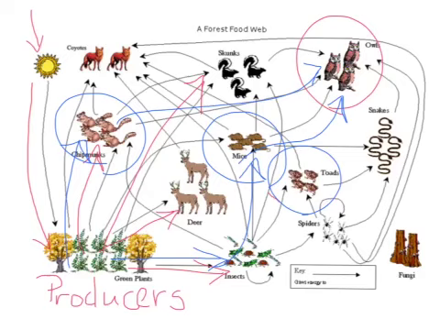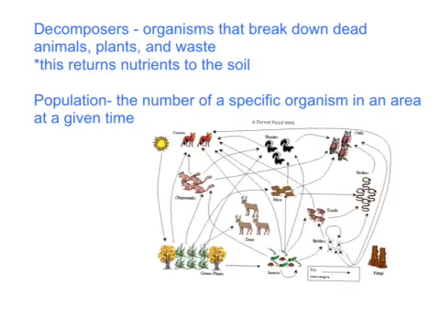Notice we have fungus over here, fungi. Those are your decomposers. They break down dead plants and animals. That is another vocabulary word that we need to know, decomposer. We talked about that in the class. And let's go to a new slide and write that word. Decomposers are organisms that break down dead animals, plants, and waste. This returns nutrients to the soil.